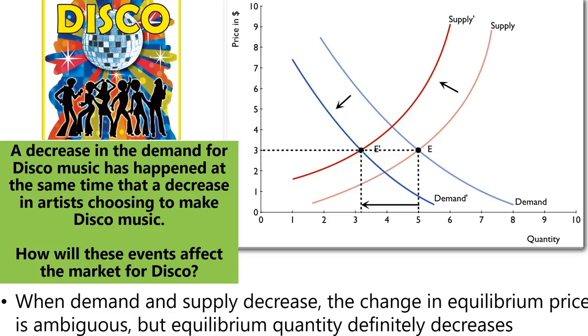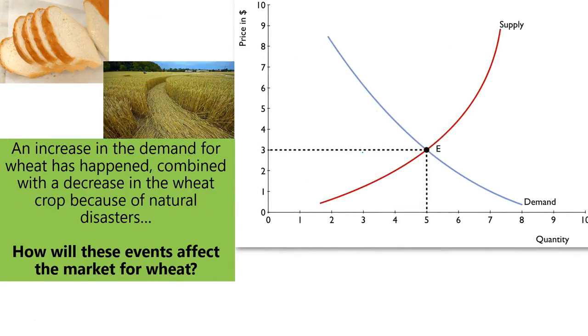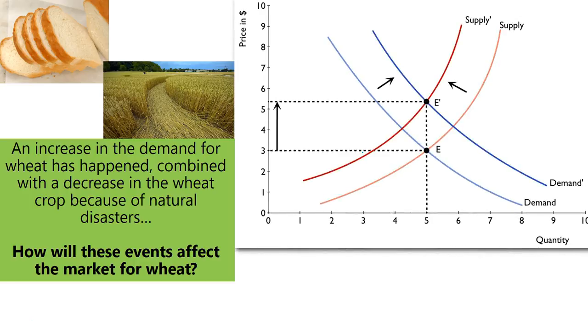because nobody's into disco. For my next example, let's say there's an increase in demand for wheat, but there's a decrease in the wheat crop because there's some sort of natural disaster. There's a drought. So now I've got an increase in demand, but a decrease in supply. What this is going to look like on my graph is demand will shift to the right, supply will shift to the left. And I end up with this new equilibrium point that is at a higher price than I was currently at.